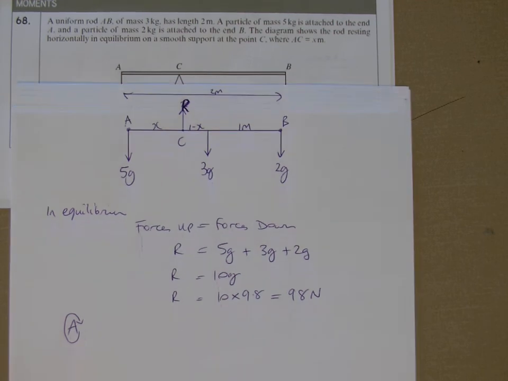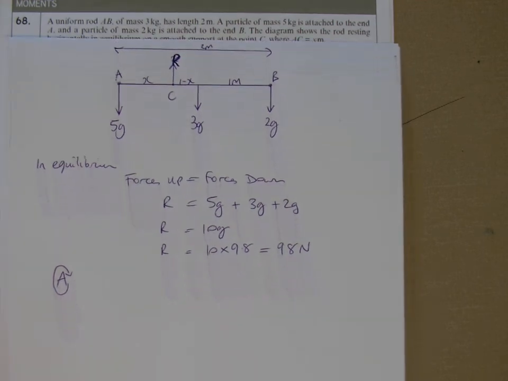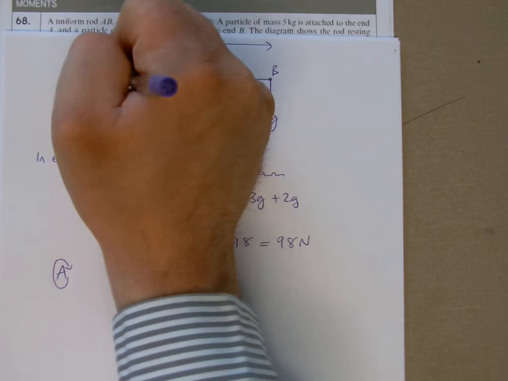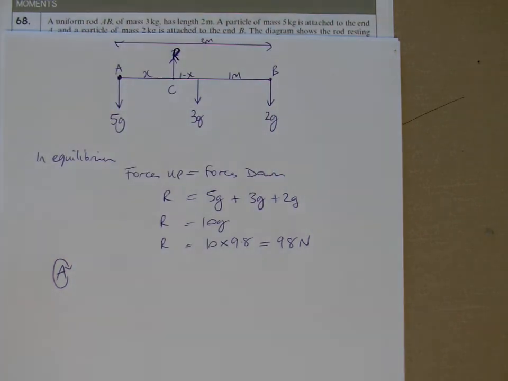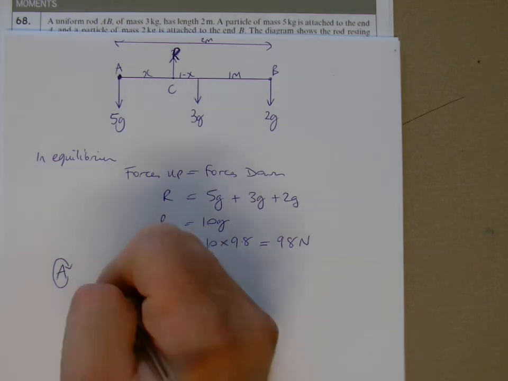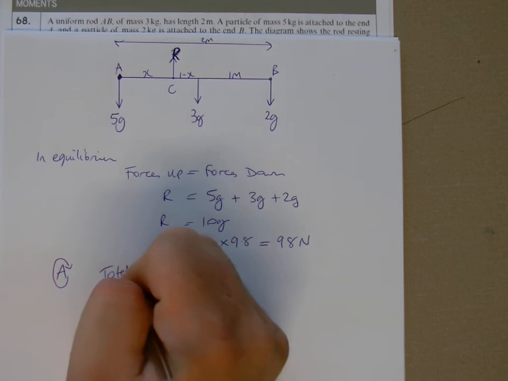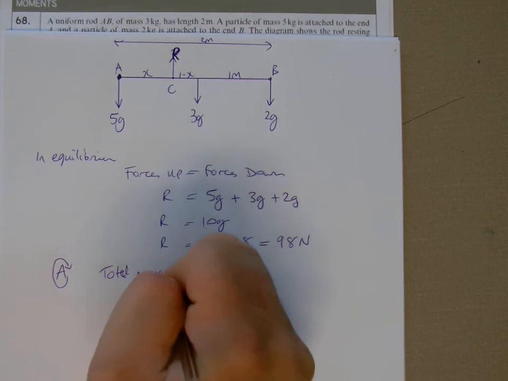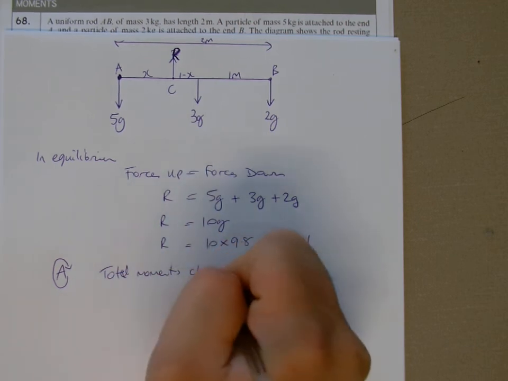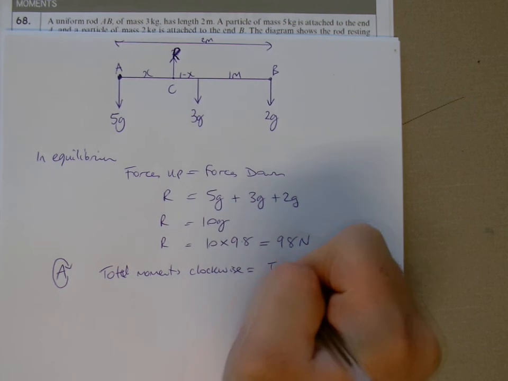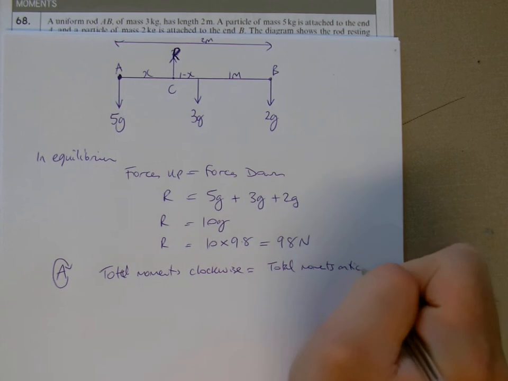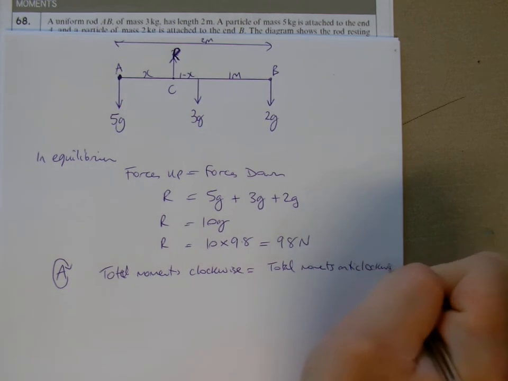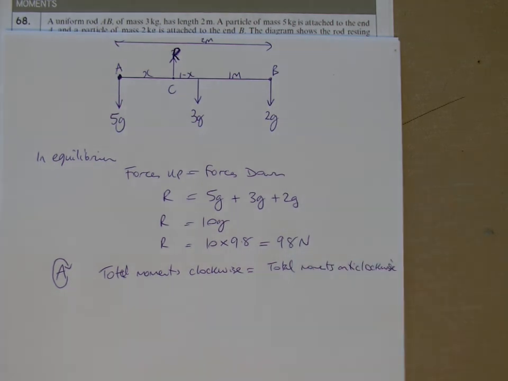Now, if I take moments about A, we need to appreciate that in a sense there's a hinge there at A, and we look at the total moments clockwise. Total moments clockwise will then equal the total moments anti-clockwise. That's the principle of moments, when we've got a balance, when it's in equilibrium.